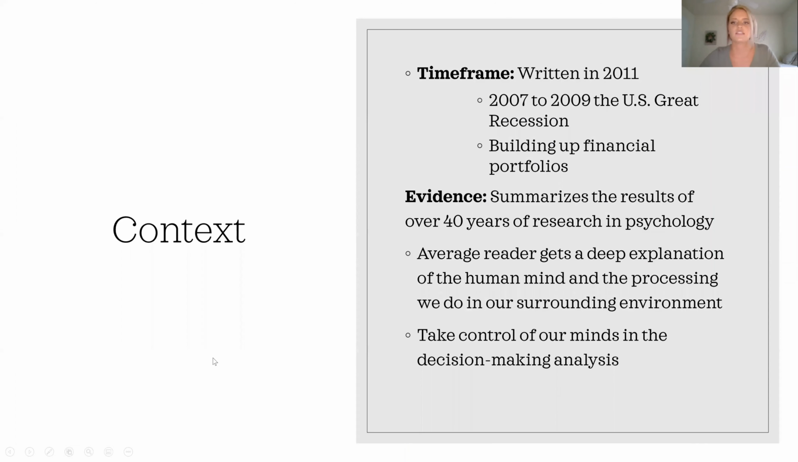And then we move on to the context. The time frame of this book: it was written in 2011, and looking back, we saw that 2007 to 2009 was the US Great Recession. A lot of companies were working on building up their financial portfolios. So this was a good time for his book because he's trying to alter the way that humans go about the decision-making process, and a lot of that probably had to be done as we were coming out of that recession. It also summarizes the results of over 40 years of research in psychology. The average reader is able to get a deep explanation of the human mind and the processing we do in our surrounding environment. It also helps us take control of our minds when we're making those decision-making analyses.